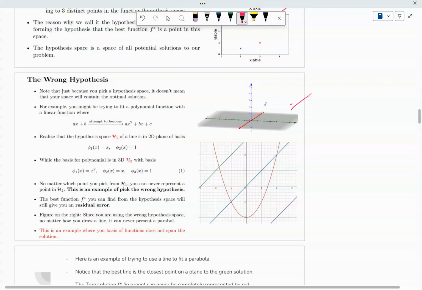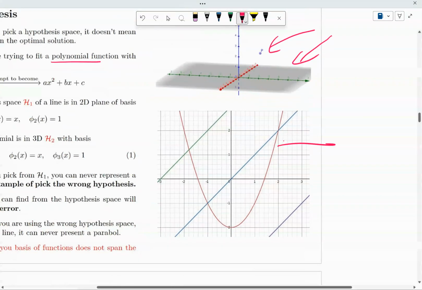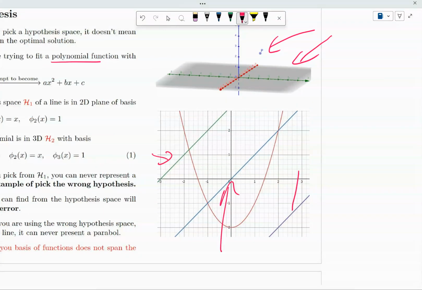Now, just because we pick a hypothesis space, it doesn't mean it's right, right? Sometimes maybe our hypothesis space is 2D, so it's this gray area, just a plane. But our true function is really in a 3D space. So, for example, you might want to fit a polynomial function with a line. If the red line is the true line and you're trying to use a line to fit it, no matter what line you pick, it's not going to do a good job of representing this parabola because you just can't.